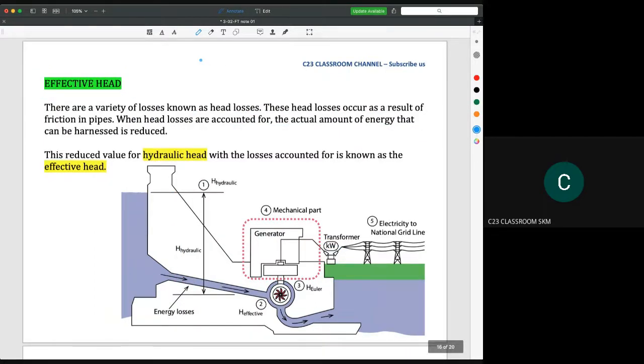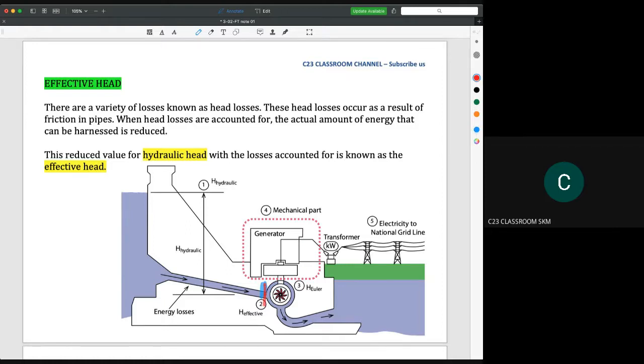So and then the effective head. There are a variety of losses known as head loss. These head losses occur as a result of friction in pipe. When head losses are accounted for, the actual amount of energy that can be harnessed is reduced. This reduced value for hydraulic head with the losses accounted for is known as the effective head. So the effective head is actually the real energy amount inside that water at the inlet of the turbine here.